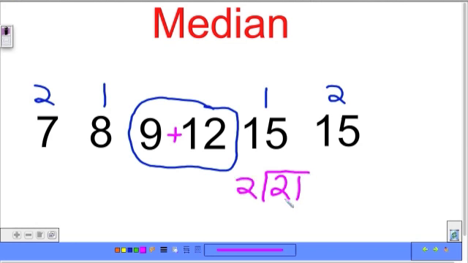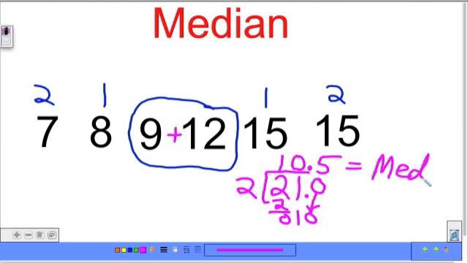2 goes into 2 one time. Take away, bring down. 2 can't go into 1, so that's going to be 0. Then I'm going to bring that invisible decimal behind the 1 straight up, and then I can add another 0. And 2 goes into 10 5 times. So 10.5 is going to be my median.